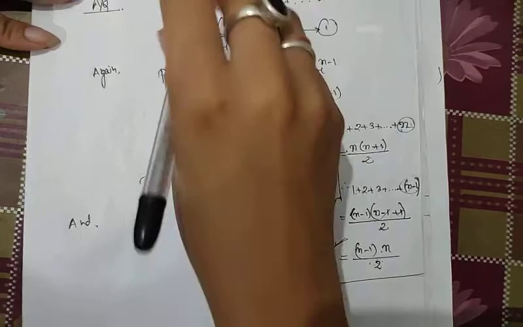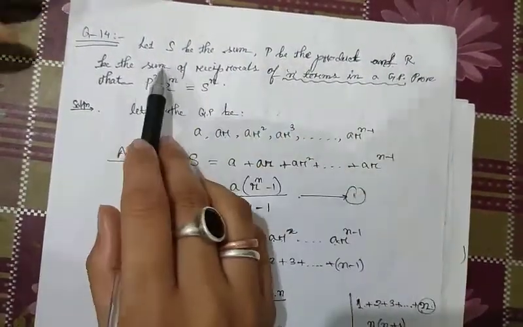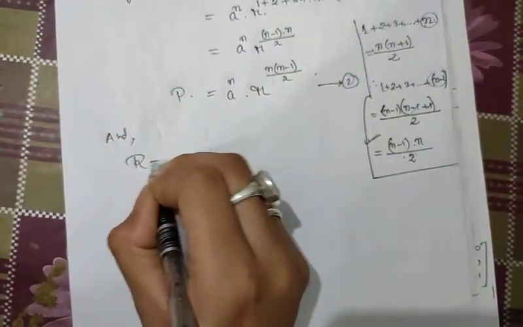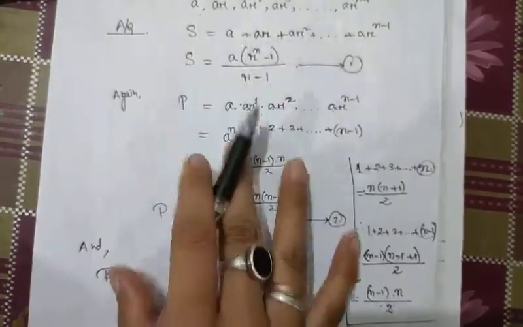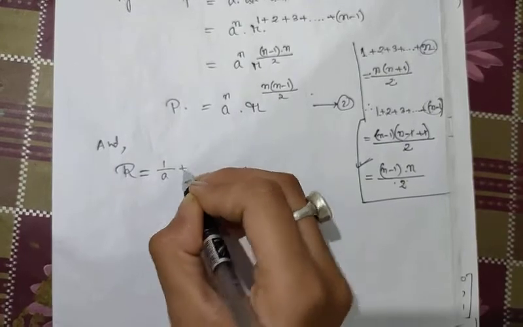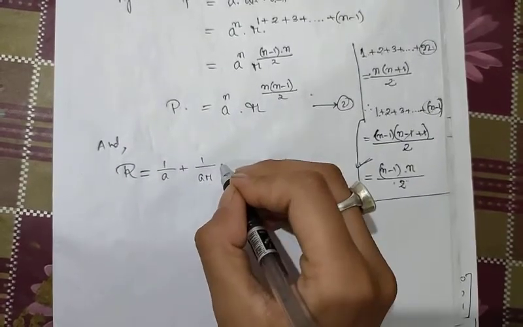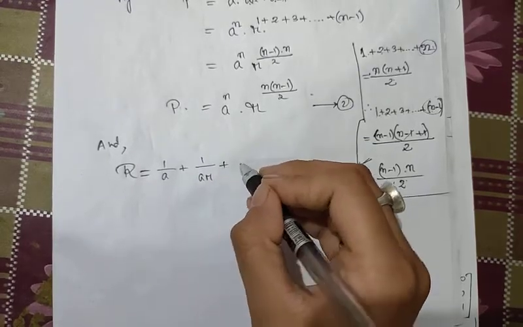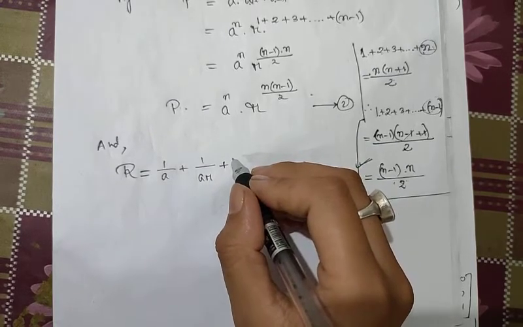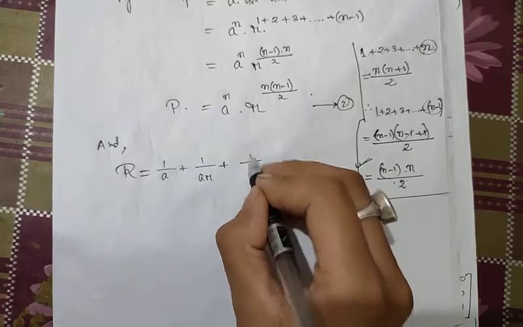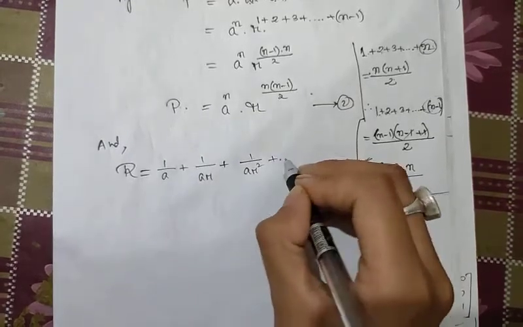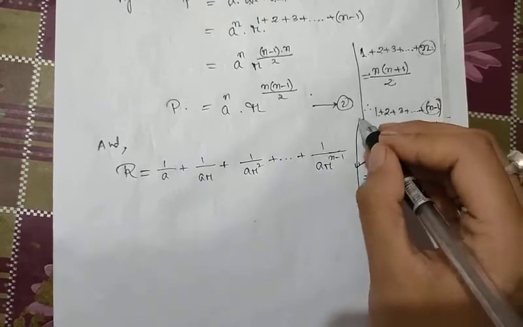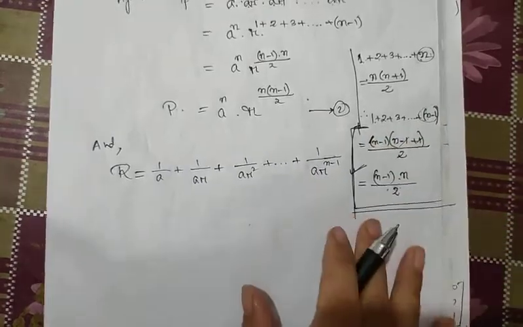And third, what are we given? We are given that R is the sum of the reciprocals of the n terms. R is the sum of the reciprocals. First term we have a, so the reciprocal of a is 1 by a. Sum of the reciprocals: 1 by a plus 1 by ar, because the second term is ar. Reciprocal of the third term ar square is 1 by ar square, so plus 1 by ar square going to 1 by a r to the power n minus 1.